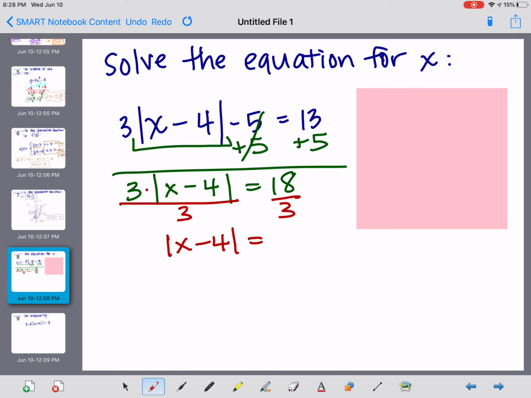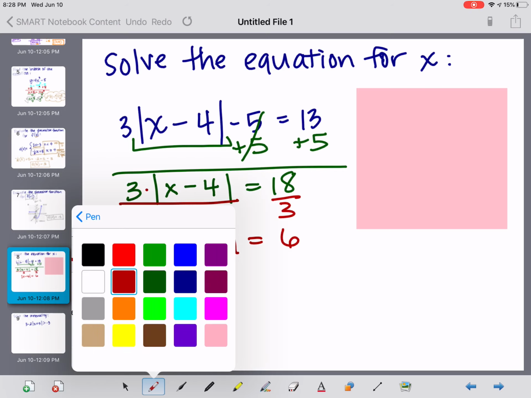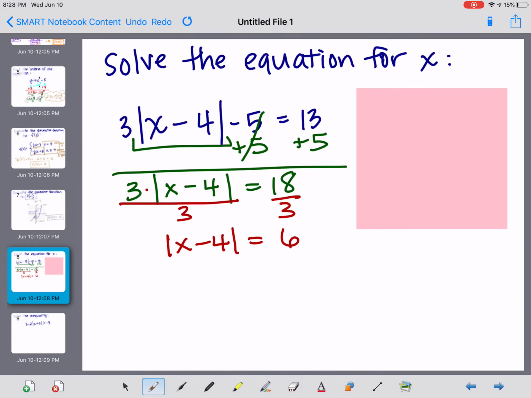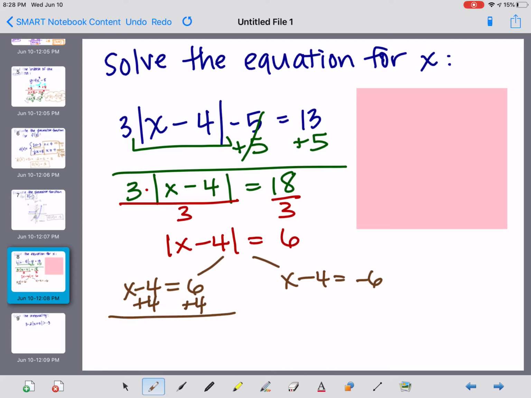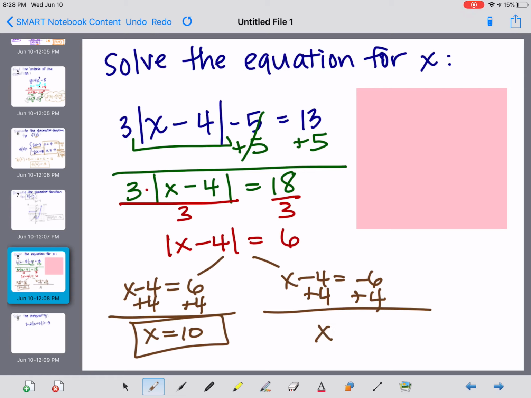And I'm left with that. Now that the absolute value is all by itself, now I get to break it apart. So I can break this apart into x minus 4 equals 6 and x minus 4 equals negative 6. And then you just got to solve both of those. So all I need to do here is add 4 to both sides. So x equals 10. And then be careful, negative 6 plus 4 is going to be negative 2. So those should be my 2 solutions.